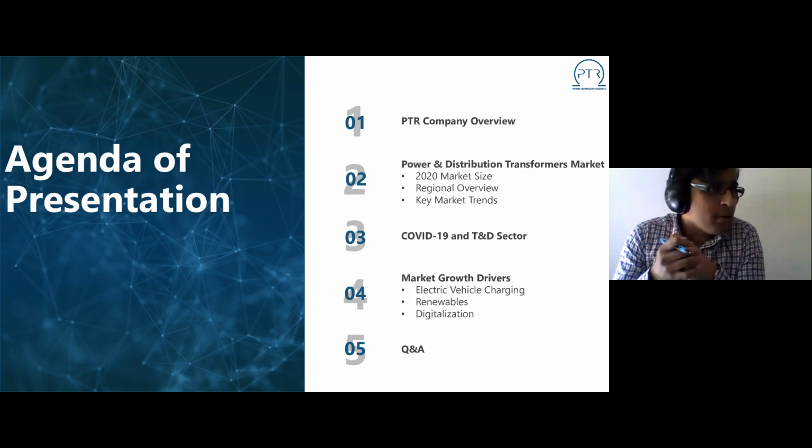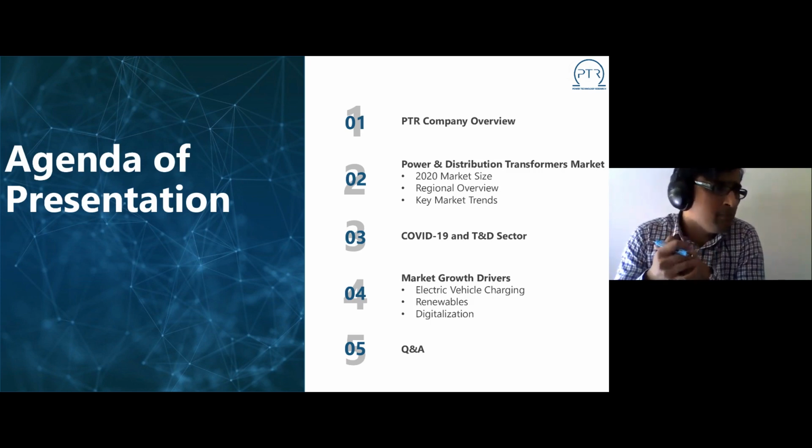It is very important to segment out the impact of COVID-19, not only on the transformer sector, but also on overall T&D, which is the transmission and distribution sector, and which markets were impacted more than the others. So that's what we'll discuss in section 3.